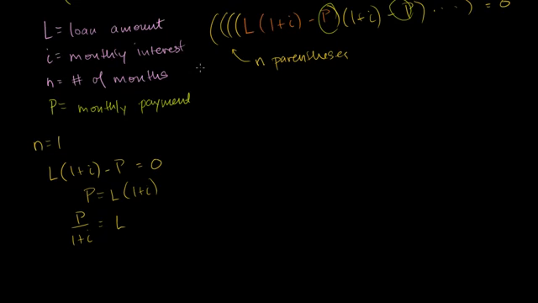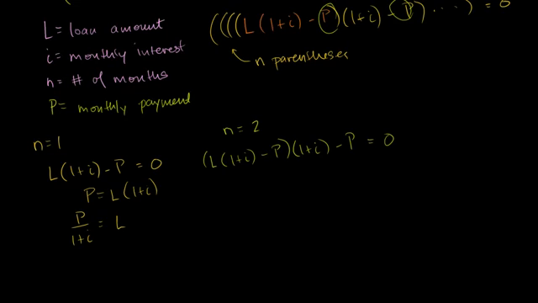Let's see what happens when n is equal to 2. Well, then you start with your loan amount. It compounds for 1 month. You make your payment. Then there's some amount left over. That will compound for 1 month. Then you make your second payment. Now, this mortgage only needs 2 payments. So now you are done. You have no loan left over. You've paid all the principal and interest.